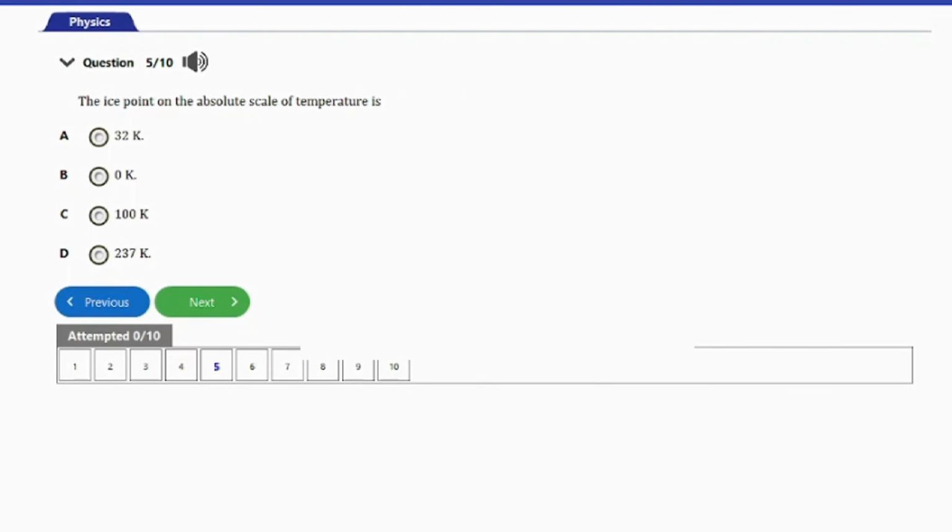So the next question here is question number 5. It says, the ice point on the absolute scale of temperature is A, 32 Kelvin, B, 0 Kelvin, C, 100 Kelvin, D, 273 Kelvin. So guys, the answer to this question is option D, and that's 273 Kelvin. So that's it for this question, and that's the ice point on the absolute scale temperature.